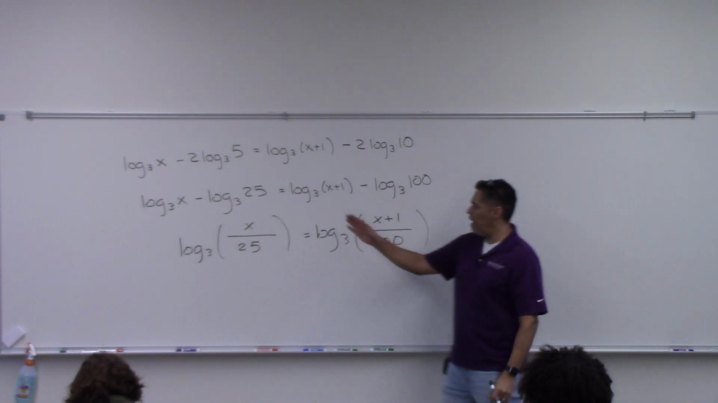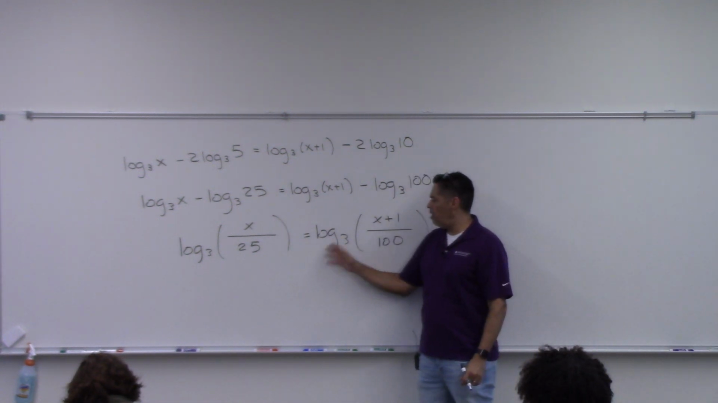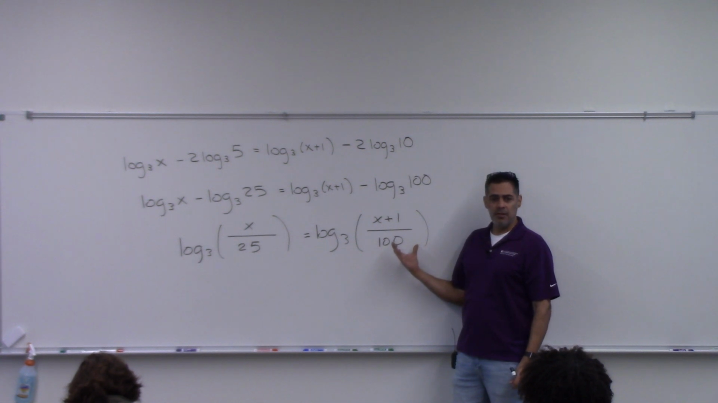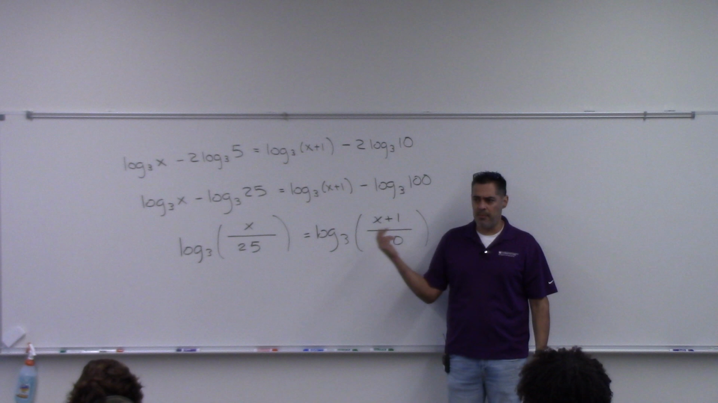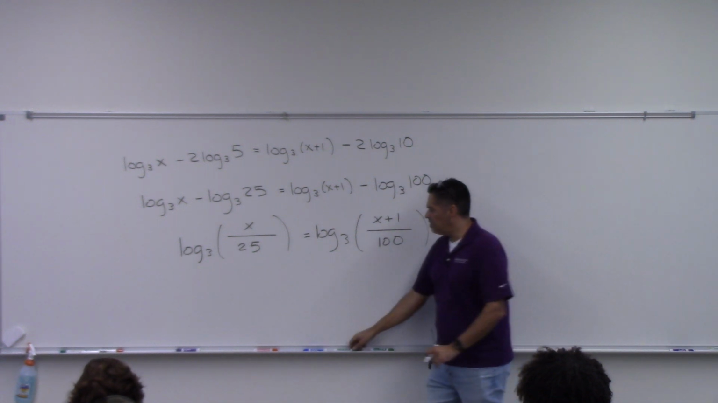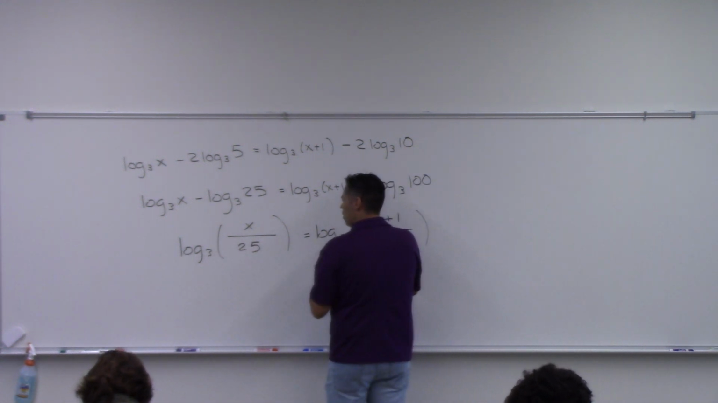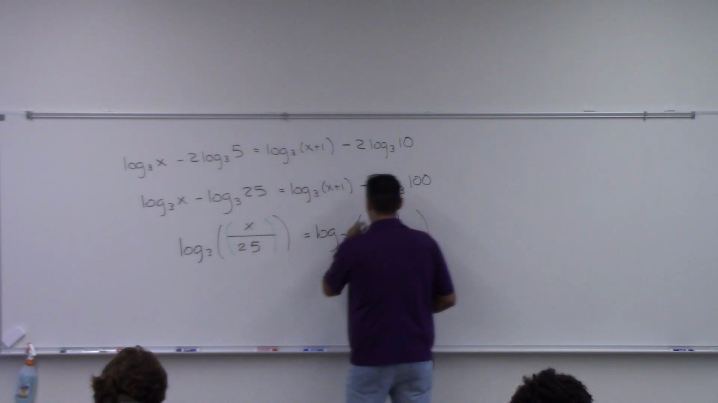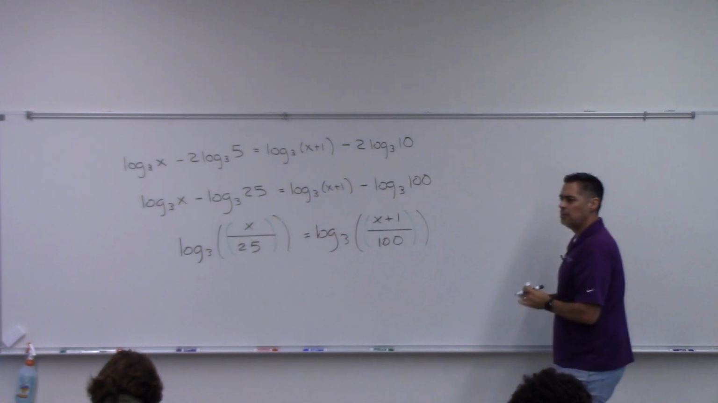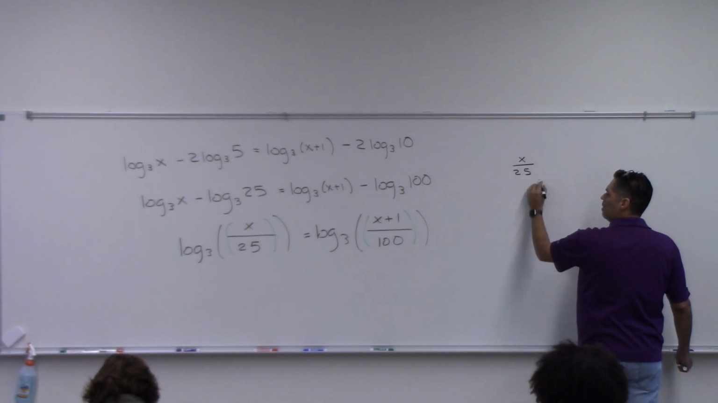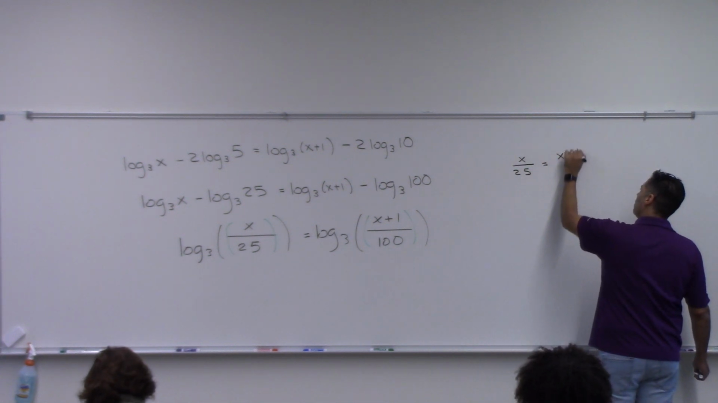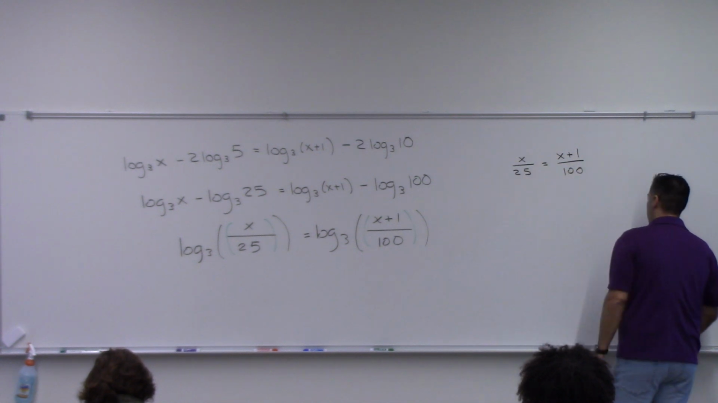Yeah, we have a log base 3 of something equals log base 3 of something. So that means the two arguments must be equal. This is the second example I gave you of log equations. They're exactly the same logs, equal, so I can set this equal to this right now. So I can set x over 25 equal to x plus 1 over 100.